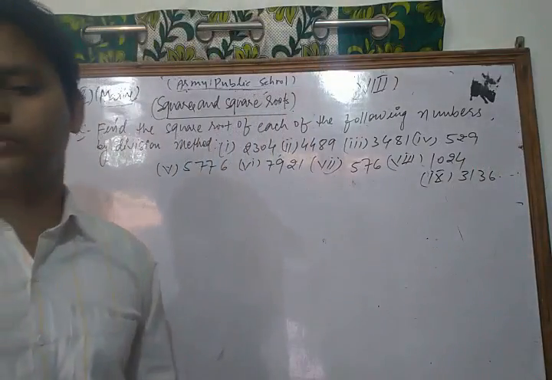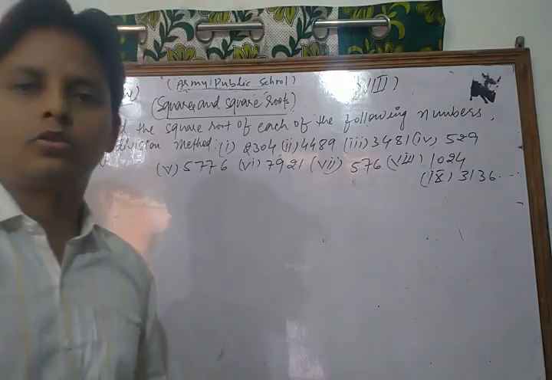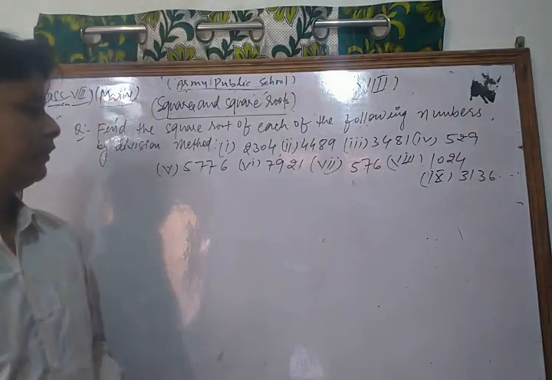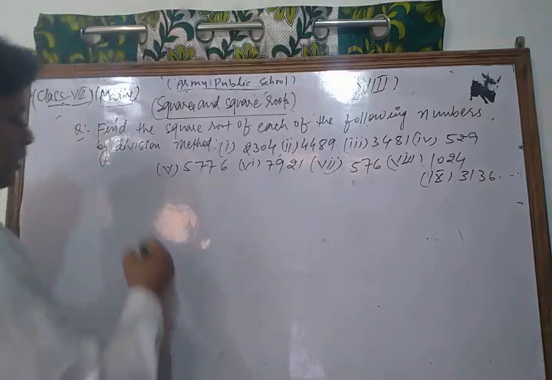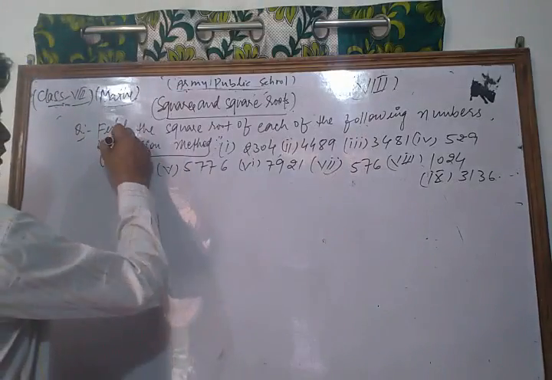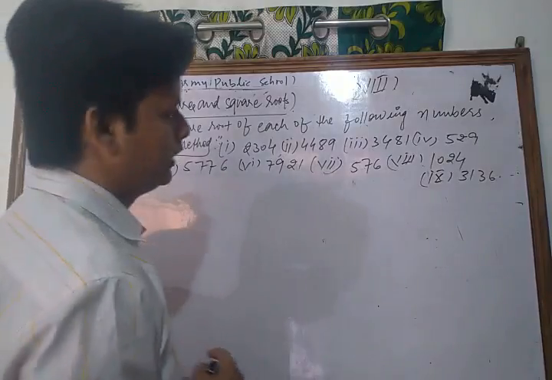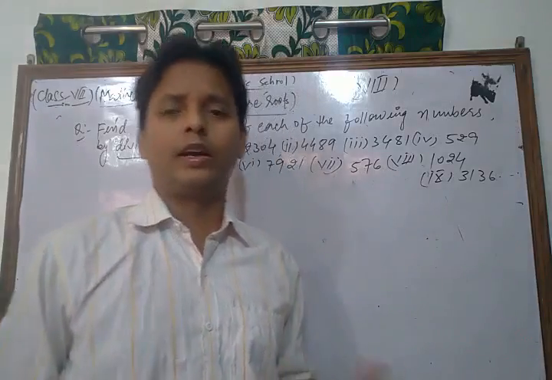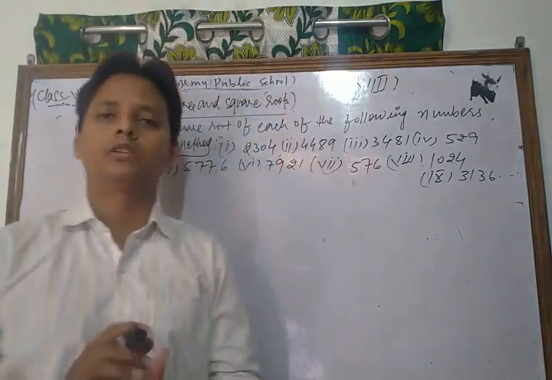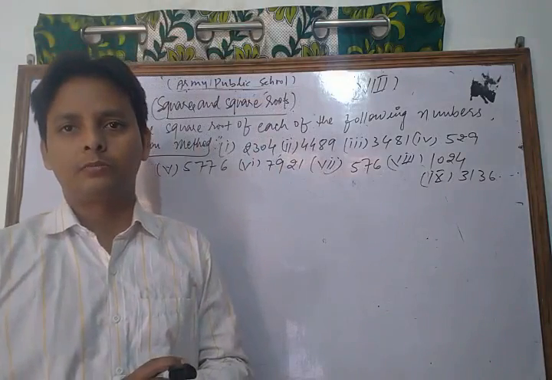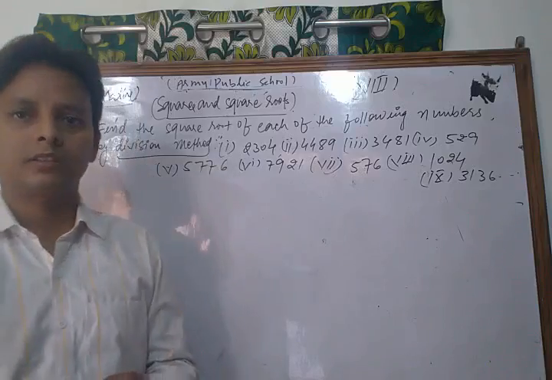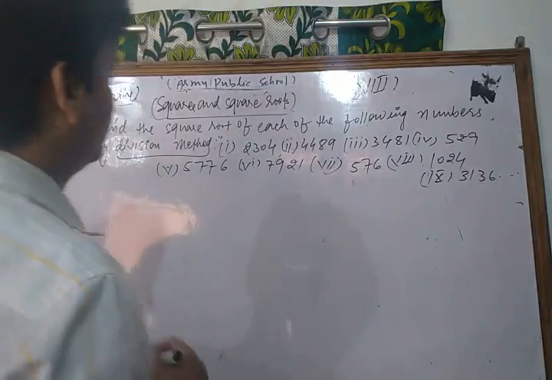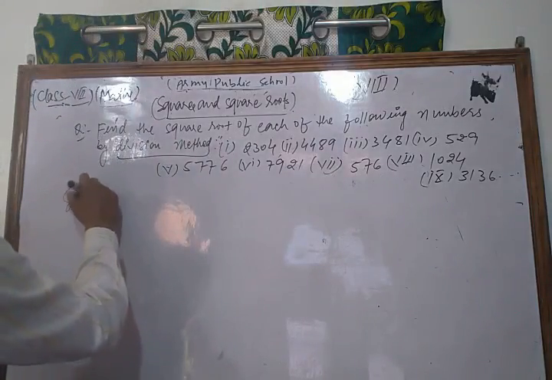These are some important questions of your NCERT exercise based on the topic: find the square root of each of the following numbers by which method? By the division method. In the previous class we took some important questions to find the square root using the prime factorization method. Now in today's class we discuss the division method. Let's see its solution.